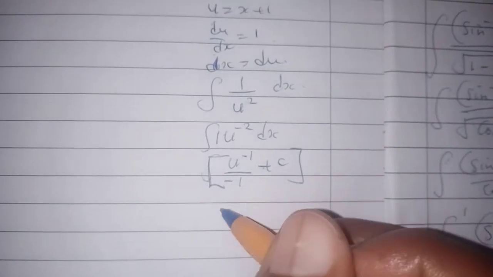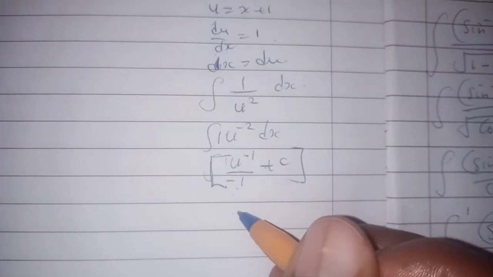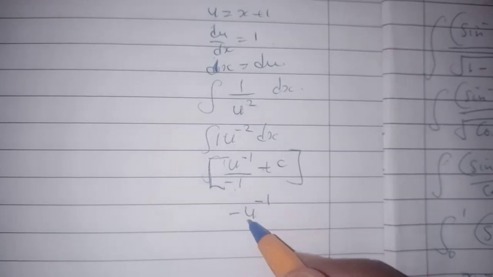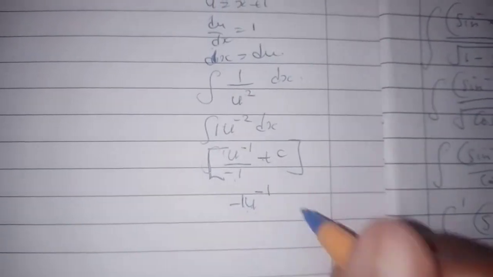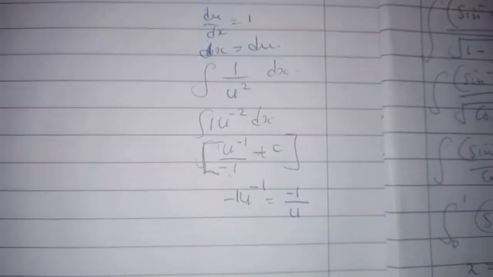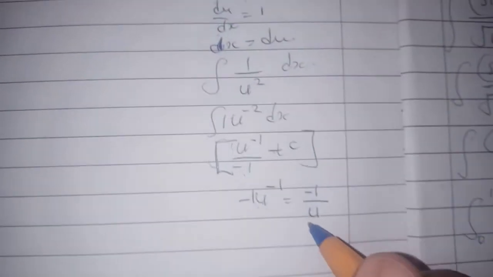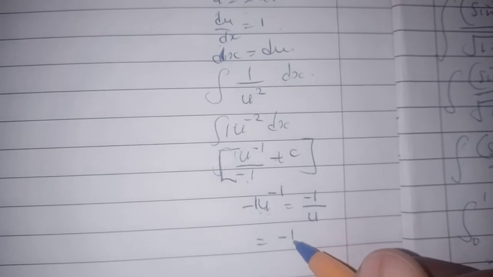So u minus 1, so it will be just 1 divided by minus 1, just minus u raised to minus 1. This is minus 1 u power minus 1, you can write it as minus 1 all over u power 1. That's correct. But our u was what? Our u was x plus 1. So just substitute. So finally our integral is just minus 1 all over x plus 1.